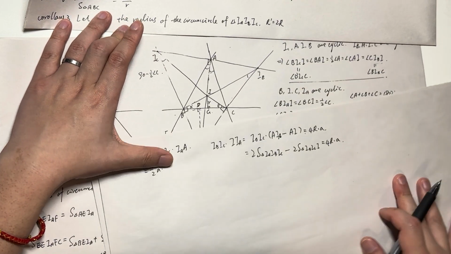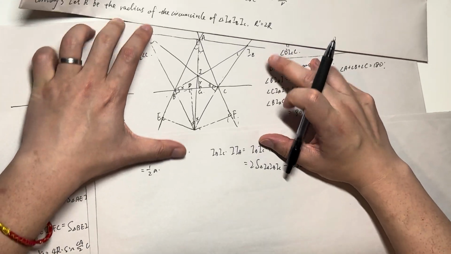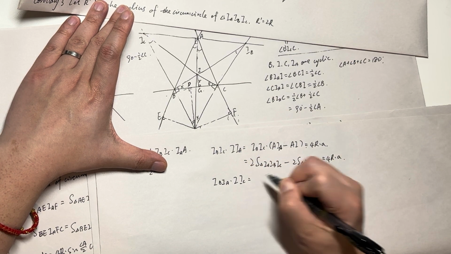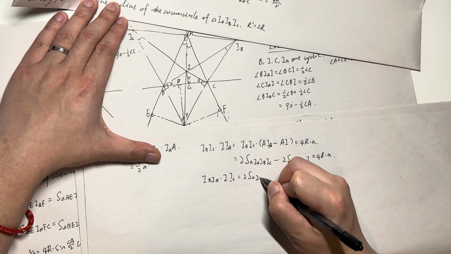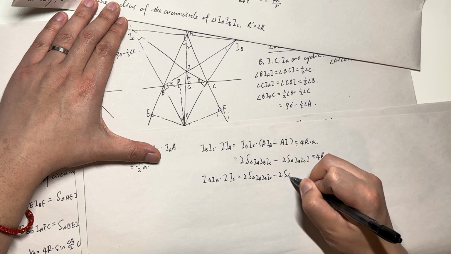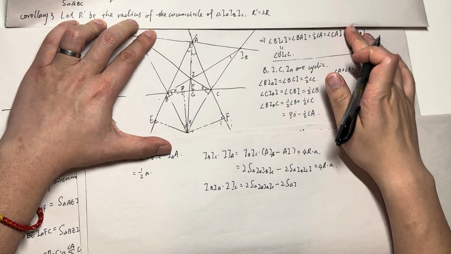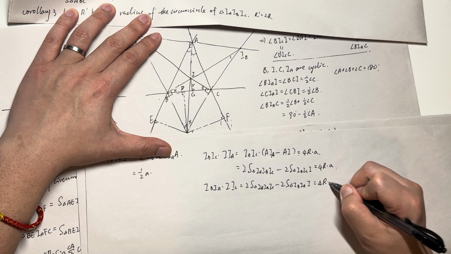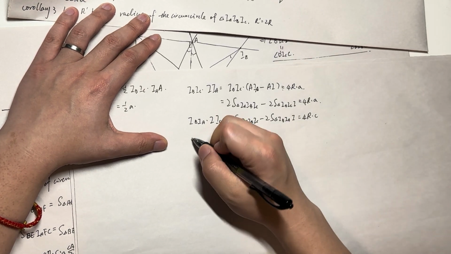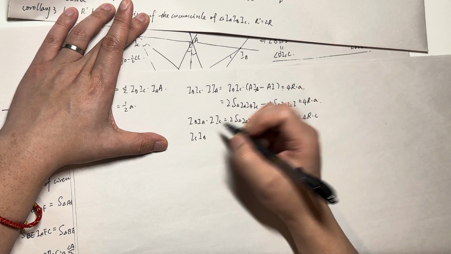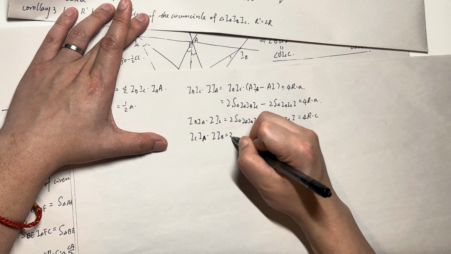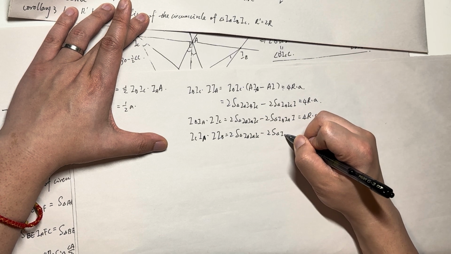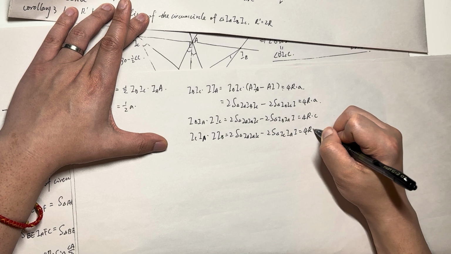Okay, so similarly, we can write other equations as IBIA times IIC equals twice the triangle area of IAIBIC minus twice the triangle area IBIAI, which equals 4R times C, right? And also ICIA times IIB equals twice the area of triangle IAIBIC minus twice the area of triangle ICIAI, which equals 4R times B, right?